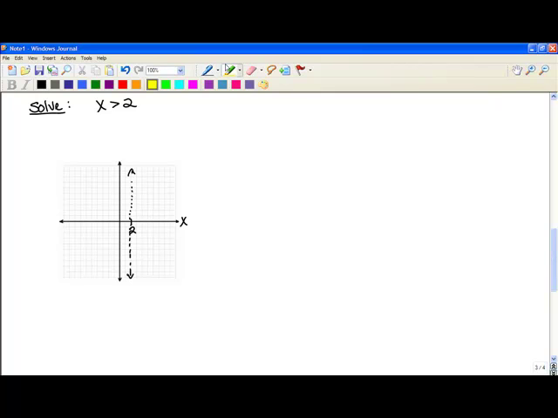Now in order to shade the graph, we need to think about x values being greater than 2. The x values that are greater than 2 are over to the right side of this dashed line. So that is a portion that we'll shade. So for this inequality, all x values greater than 2 will make this true.